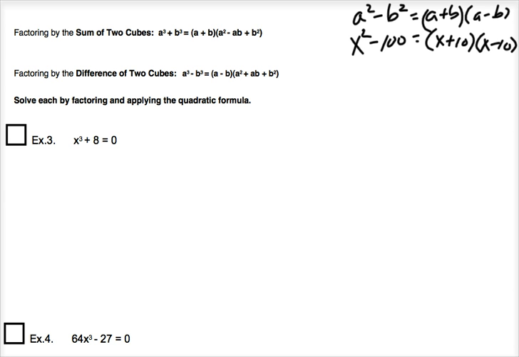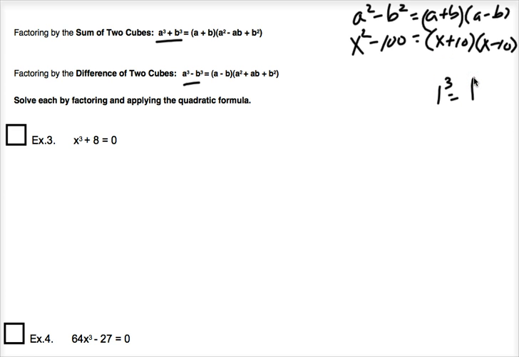Well, now we got a couple more. You can actually do x cubed plus y cubed, or a cubed plus b cubed. Or you can also do subtract. So when it's a cube and a cube, it doesn't matter if it's plus or minus, you can do either one. In order to do these cubes, you kind of want to know some of the cubes.